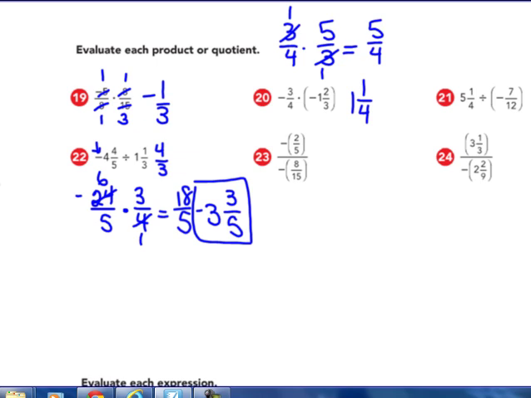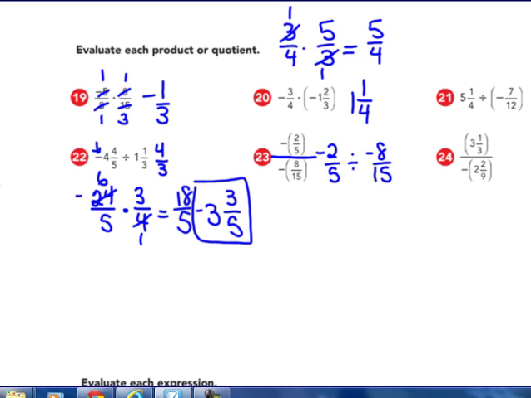23 is an interesting looking problem. It is a division problem. It could have been written with the old-fashioned division symbol there. It could have been written like this. The fraction bar, remember, means division. So my problem is negative 2/5 divided by negative 8/15.